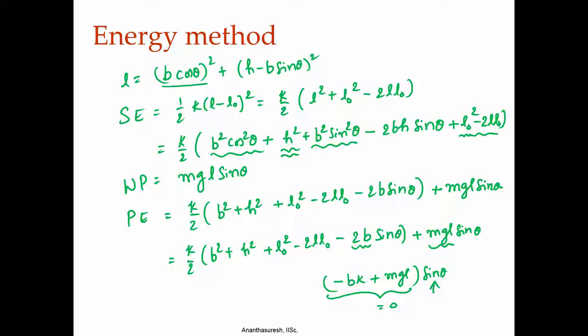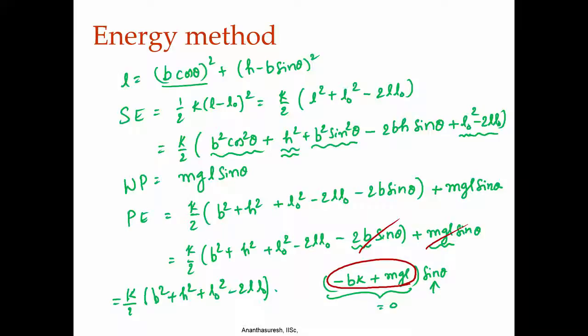so that I will not have those two terms at all. If I choose my bk in such a way that bk is equal to mgl, that will become 0. So, what I end up with will be k by 2 b square plus h square plus L0 minus 2 L L0. Okay. So, that is gone. Now, if I change the color, this term gets cancelled, because I am making this 0. I need to satisfy that, that is bk should be equal to mgl. If I do that, then I will be fine.